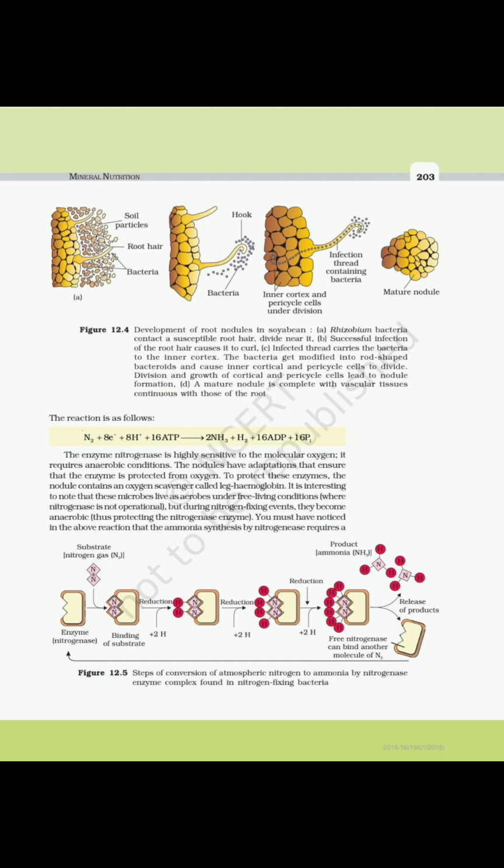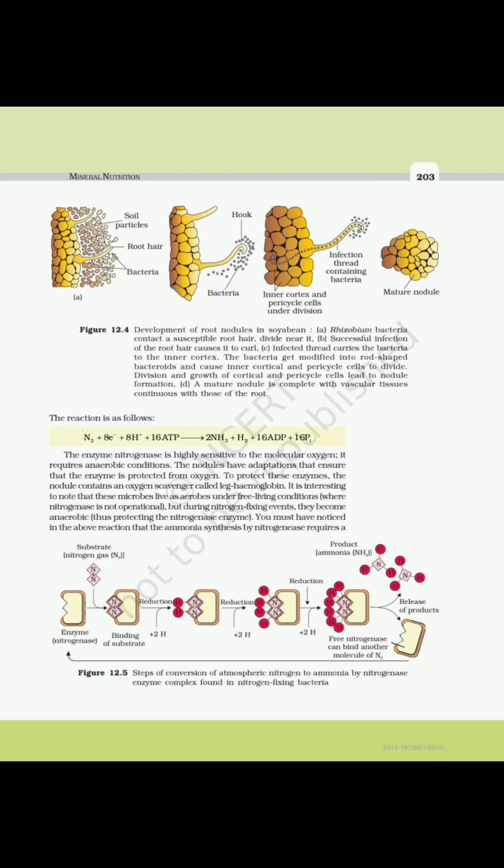The enzyme nitrogenase is highly sensitive to molecular oxygen. It requires anaerobic conditions. The nodules have adaptations that ensure that the enzyme is protected from oxygen. To protect these enzymes, the nodule contains an oxygen scavenger called leghemoglobin. It is interesting to note that these microbes live as aerobes under free-living conditions, where nitrogenase is not operational, but during nitrogen-fixing events, they become anaerobic, thus protecting the nitrogenase enzyme.